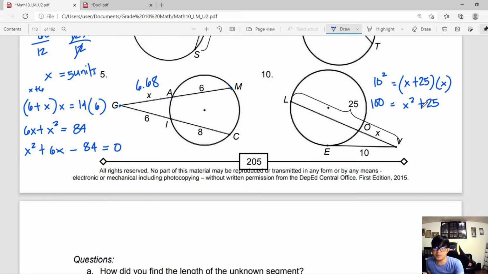As you can see, pwede natin siyang gawing quadratic, no? Parang ganito din mangyari. So, hanapin natin yung value ng x. So, pwede natin i-arrange. Pwede siyang ganito siguro. X squared plus 25x minus 100 is equal to 0. Yan. So, hahanapin natin ang value ng x.